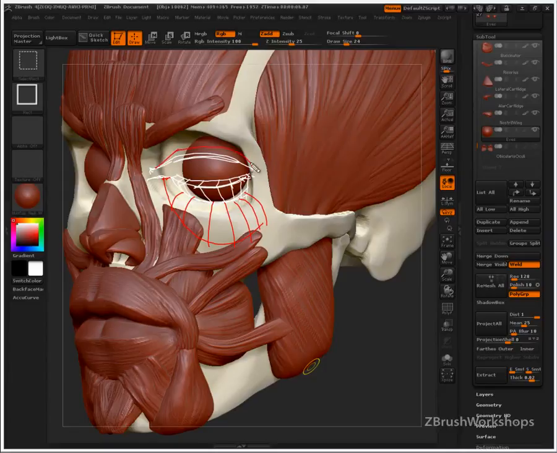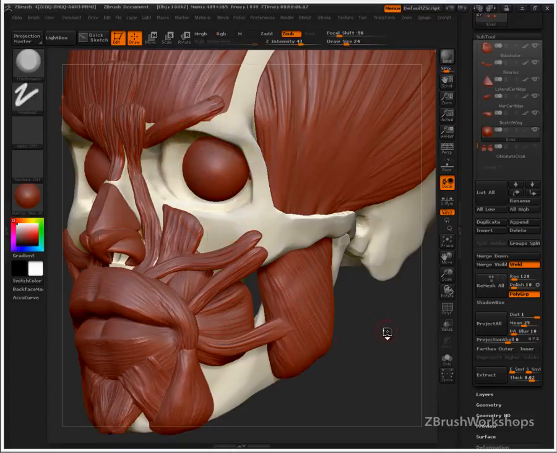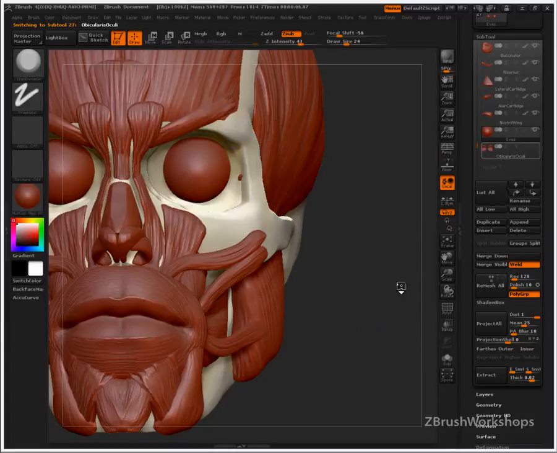We have the one portion, and then we have another area for fat to bridge the distance between the orbit of the eye and the brow. So let's take a look at this in a little bit more detail on the Orbicularis oculi.